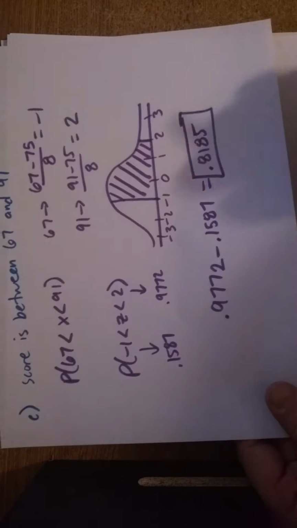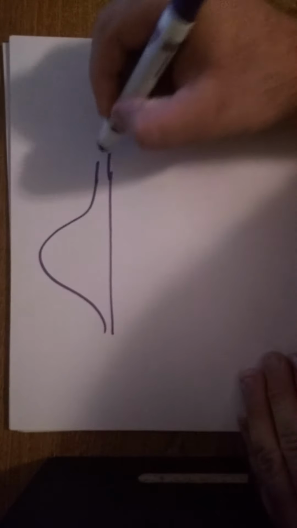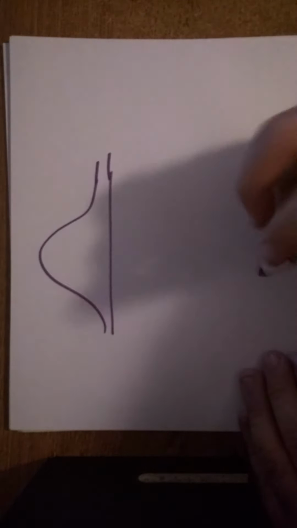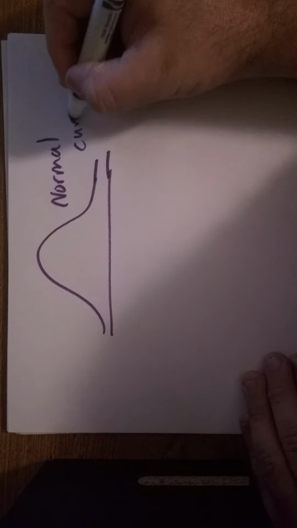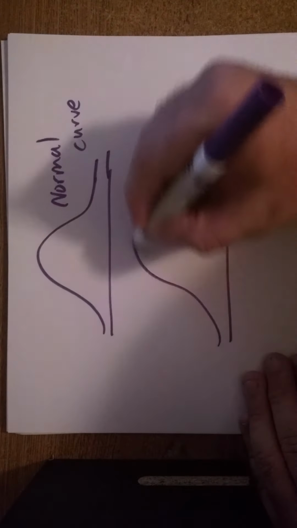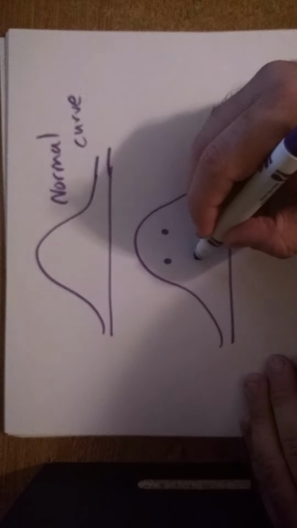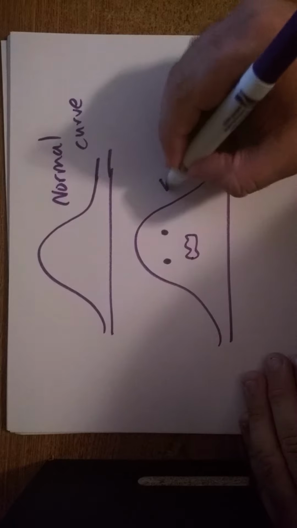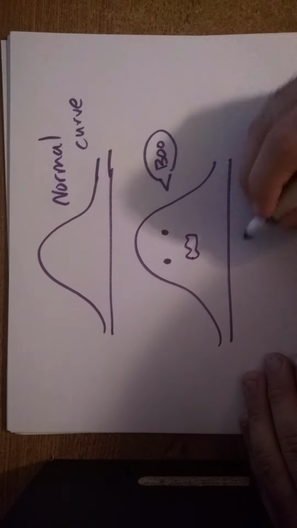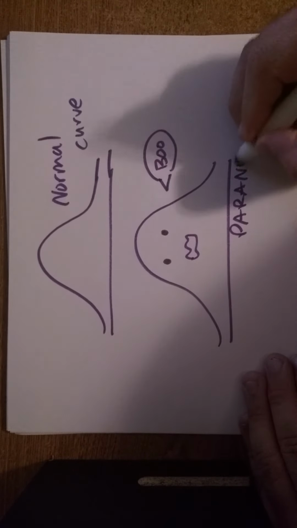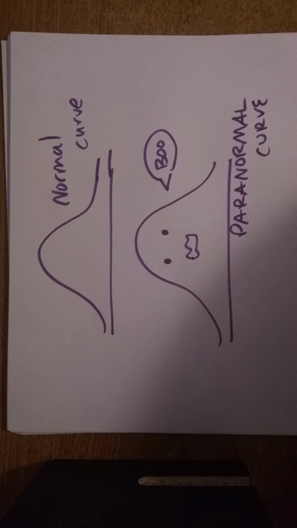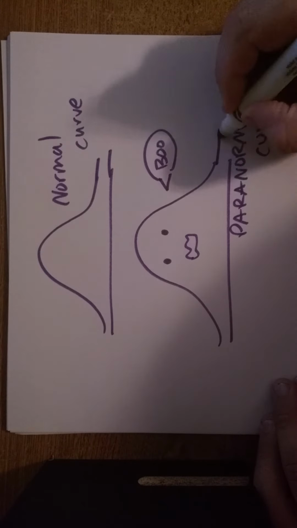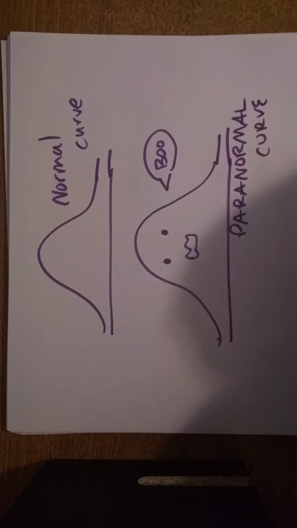So there you go. And so they call this the normal curve, right? Here's my joke, by the way. You can stop if you want to, but here's your normal curve. Then you know what this is? This is your paranormal curve. I'm sorry. It looks like a ghost, right? That's what it looks like. That's what it's supposed to look like.